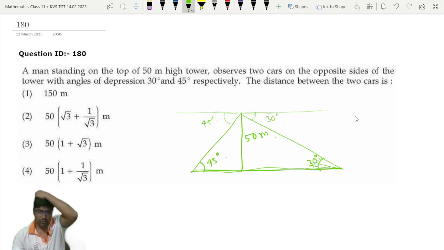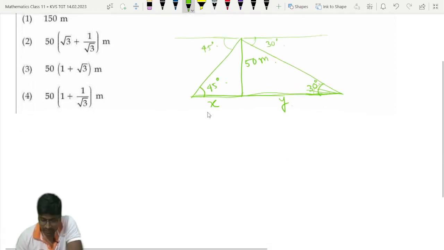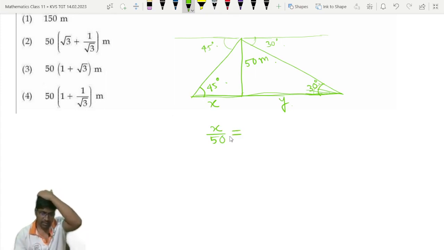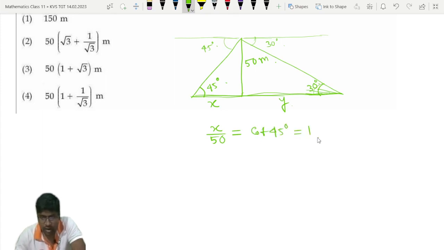Now the distance between the two cars is what? Suppose this is x and this is y. So we have to find x plus y. For that, from the left hand side right angle triangle, what we can do? X by 50, that means base by perpendicular, is equal to cot 45 degree, and that is equal to 1. So x is equal to 50. Okay, x is equal to 50 we have got.